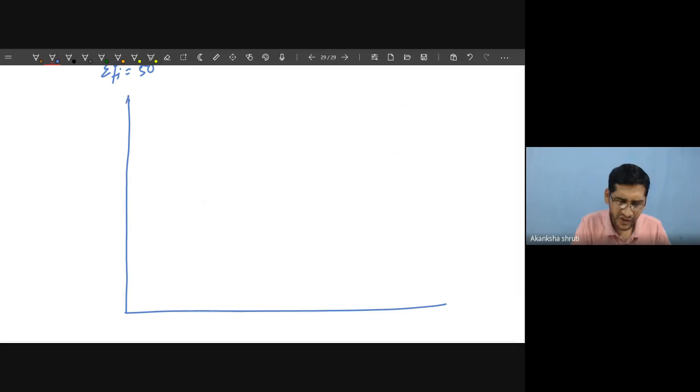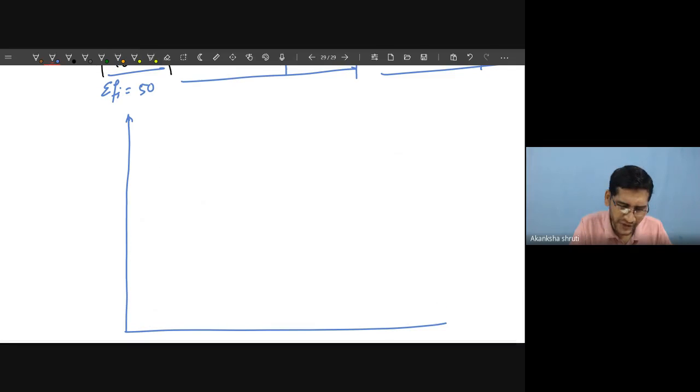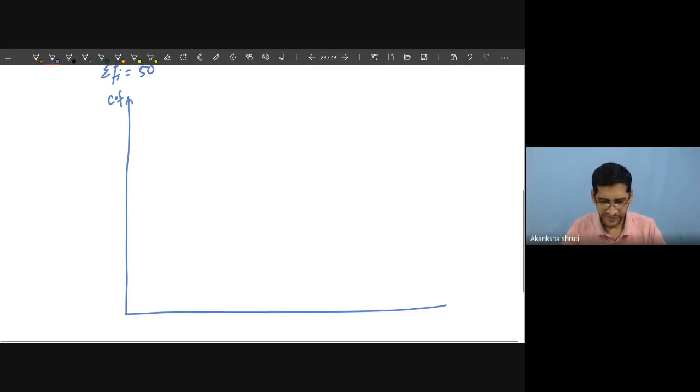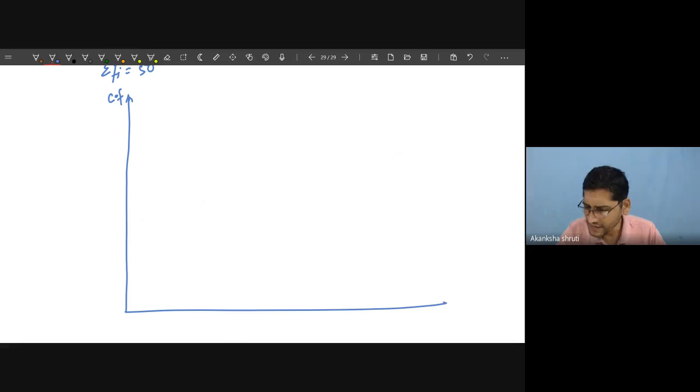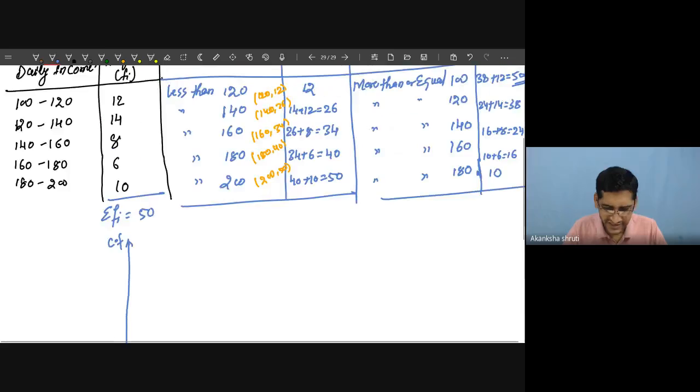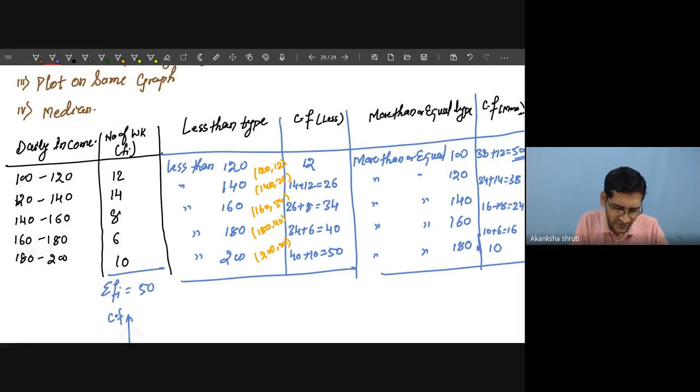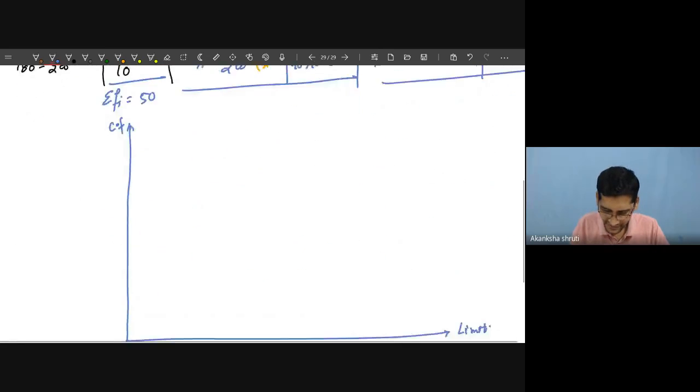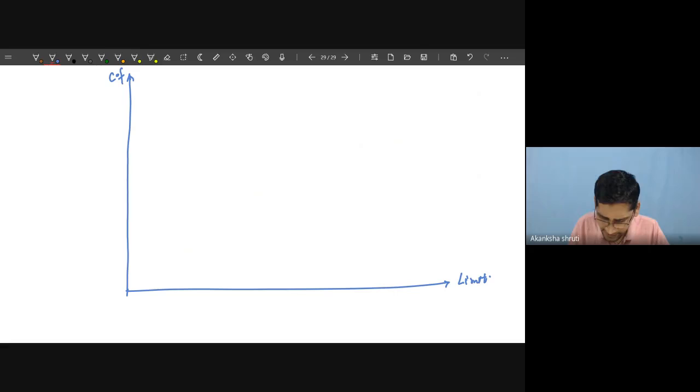Students, on the vertical axis we are plotting the cumulative frequency. Cumulative frequency of both less than and more than, don't worry about that, only write this here. And on the horizontal axis we are putting the limits. So what are the limits? The smallest one is 100. So for the limit you can put the smallest one, 100. Whatever the limits are, you can substitute.